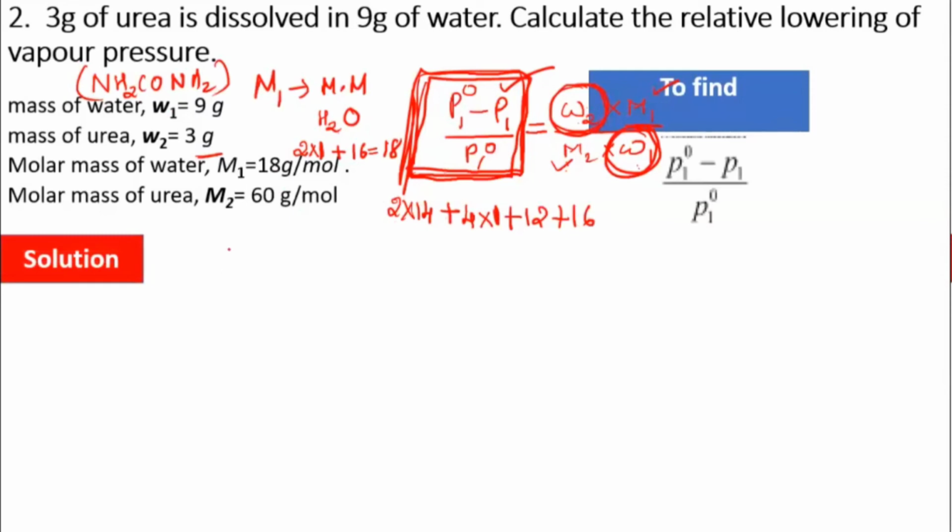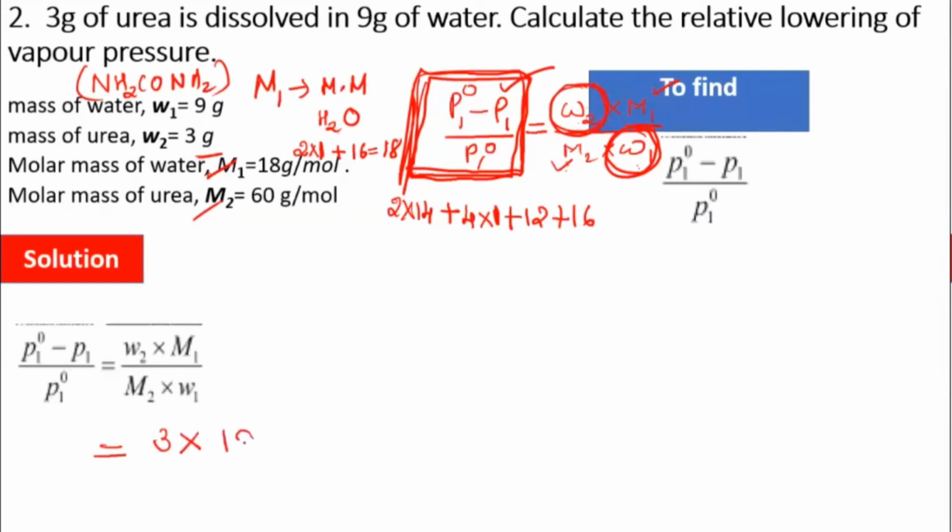Now what is there? Directly substituting. These two things we didn't have, so we had to find them out. Now substitute, and tell me the final answer. How much are you getting? W2 is 3, M1 is 18, divided by M2 is 60 and W1 is 9.